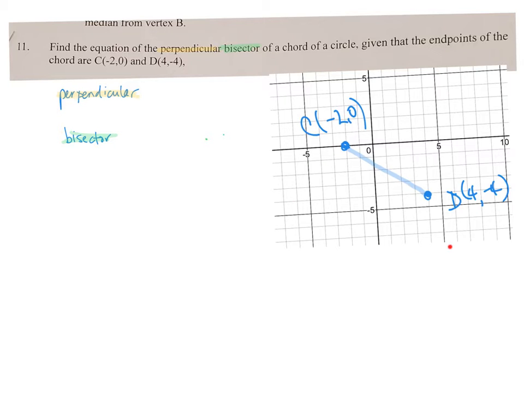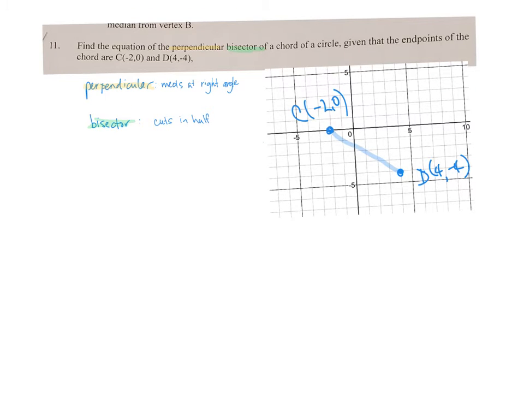So the first thing I did was graph it so I can get a good picture in my mind of what's happening. The next thing I need to do is figure out what all of this is saying. So I'm going to figure out what perpendicular and bisector mean in terms of our picture. Eventually we should be able to figure out what the perpendicular bisector is and then find it.